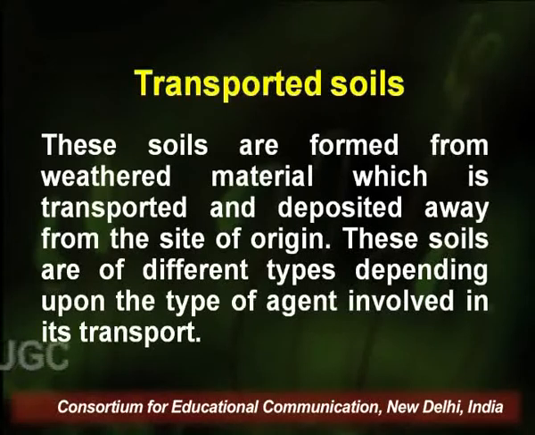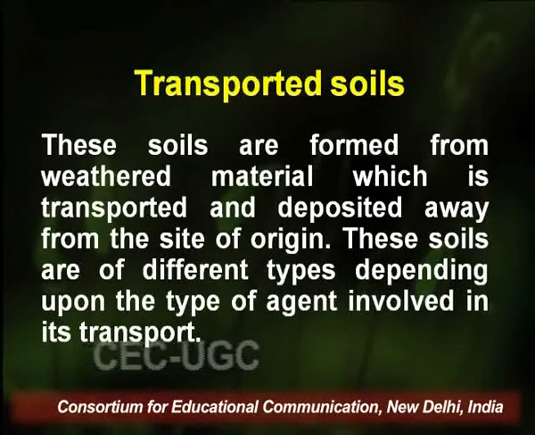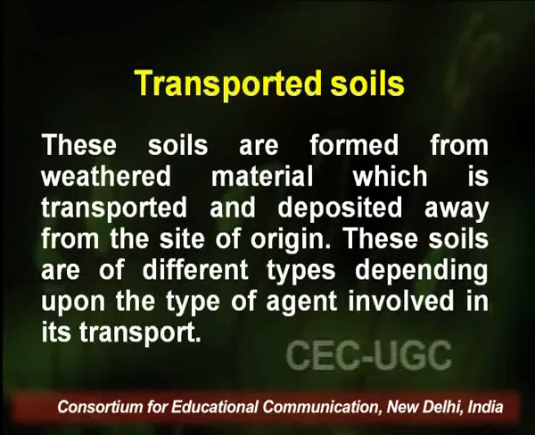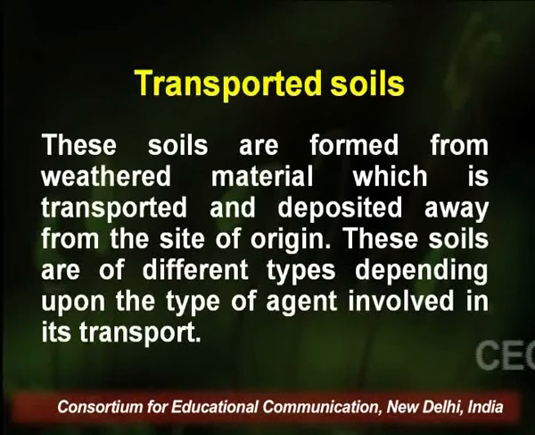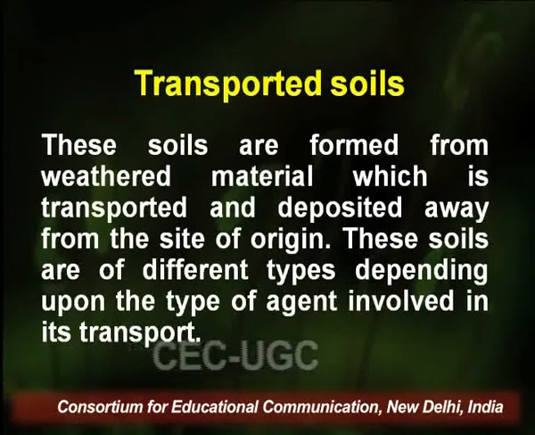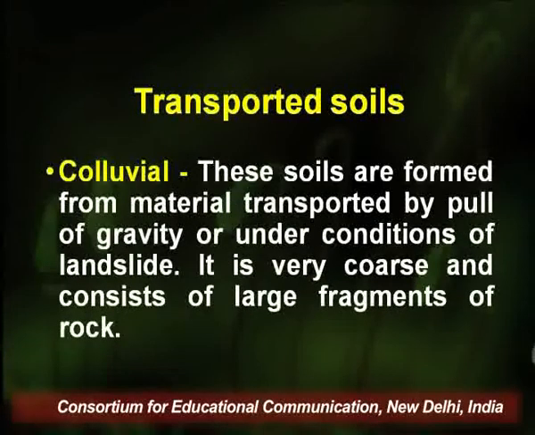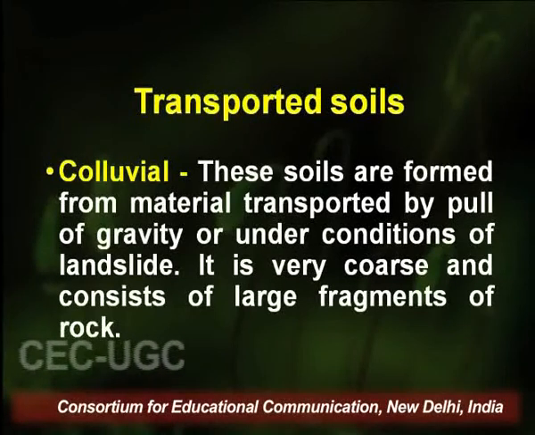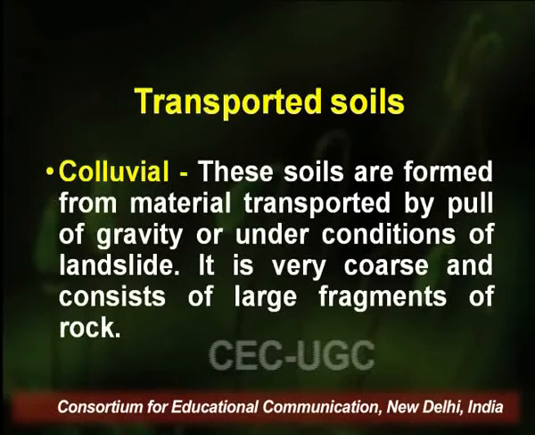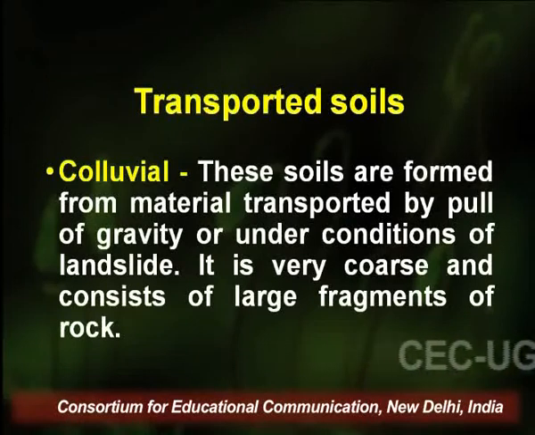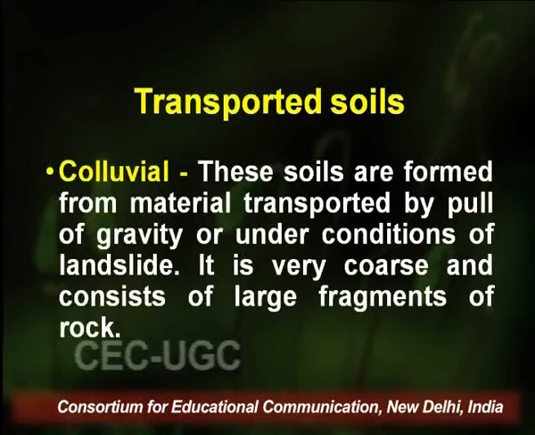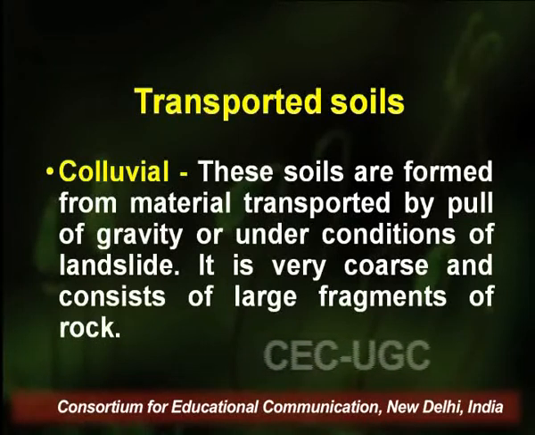Now, moving on to the next type of soils, that is the transported soils. These soils, as the name suggests, are formed from the weathered material which is transported and deposited away from the site of origin. These soils are of different types depending upon the type of agent which is involved in its transportation. Now, first type is colluvial soils. These soils are formed from material which is transported by pull of gravity or under conditions of landslide. It is very coarse and consists of large fragments of rocks.